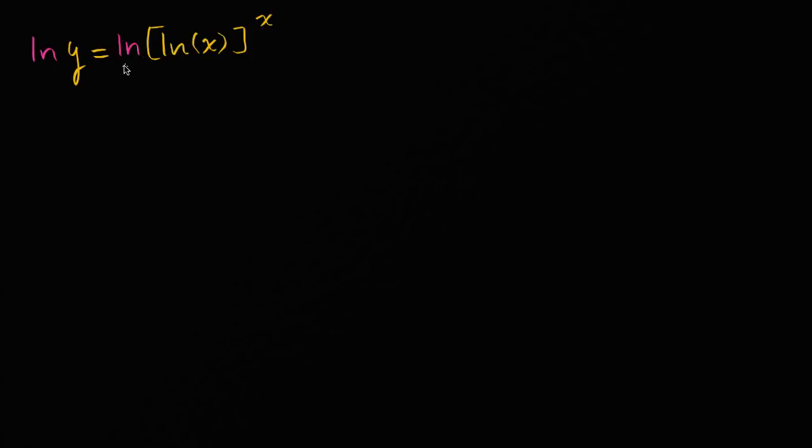You might say, well, why is that helpful? Well, if I'm taking the natural log of something to an exponent, let me write down a property that you may or may not remember from your logarithmic properties. If I have the natural log of a to the b power, this is the same thing as b times the natural log of a. That's just a standard logarithmic property.